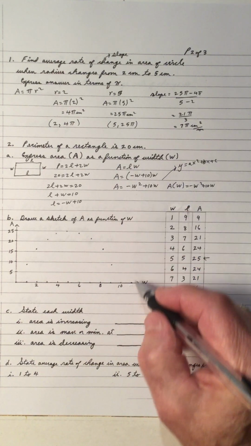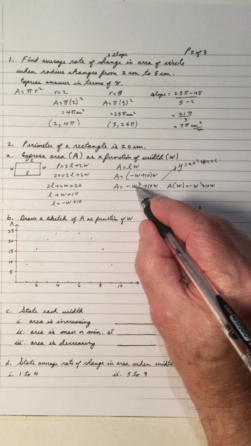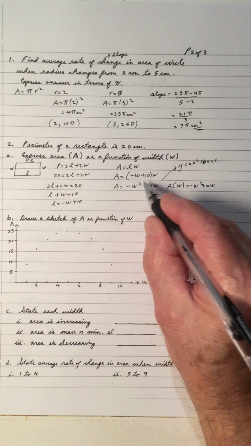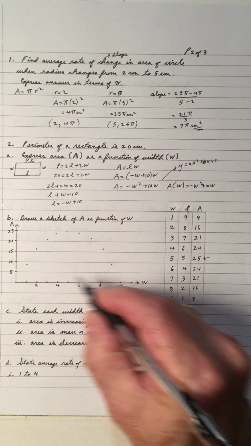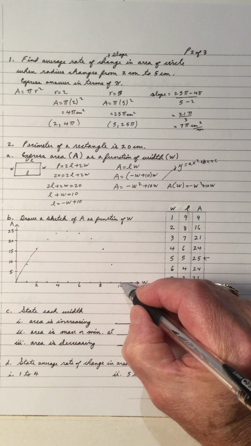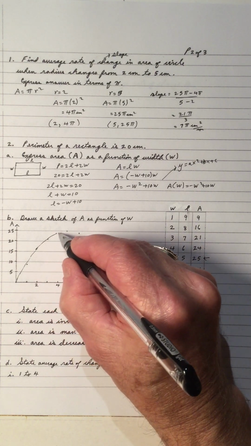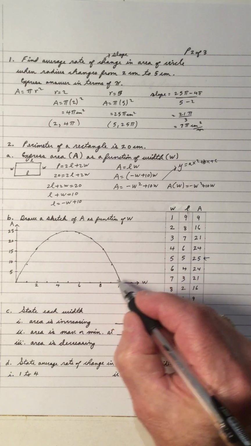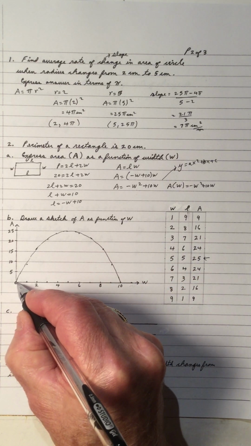When the width is 10, if you put 10 in here, that's negative 100 plus 100, which is 0. So what we have is, there's the parabola. But notice, we can't have this.